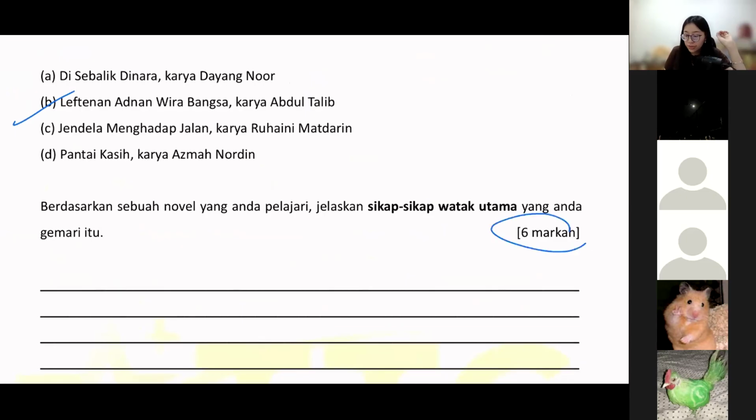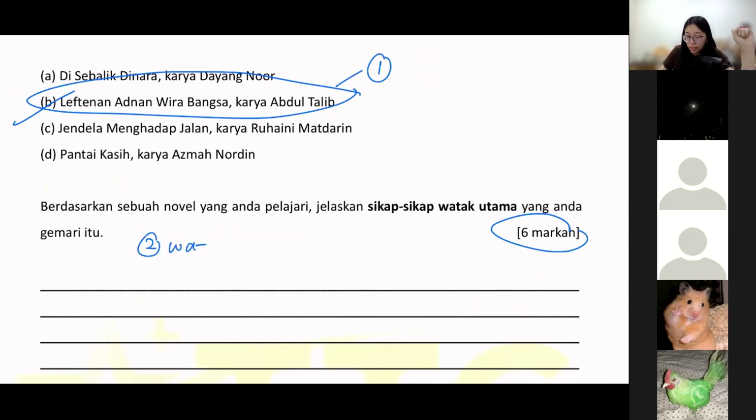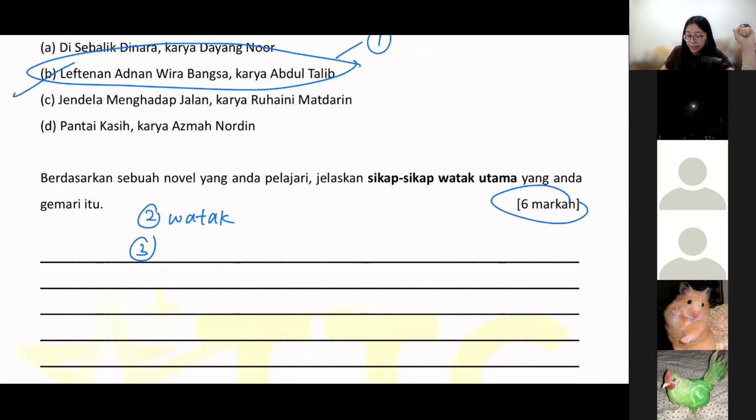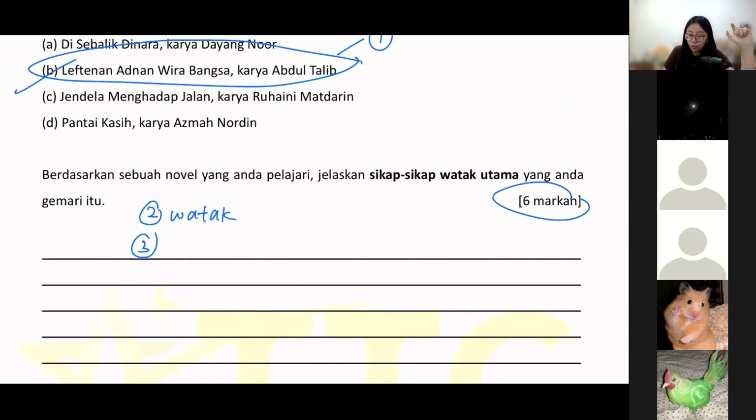Okay, now 6 marks, same thing. First thing, you need to introduce what novel you take. The second one, what is the watak name? Number 3, since now is 6 marks here, right? You need to put tiga watak, tiga sikap, plus tiga contoh.